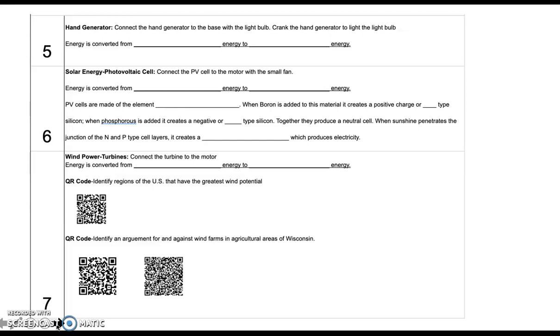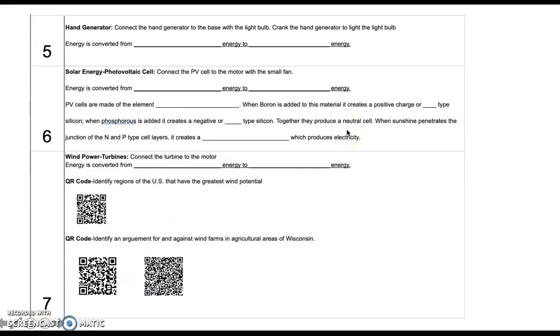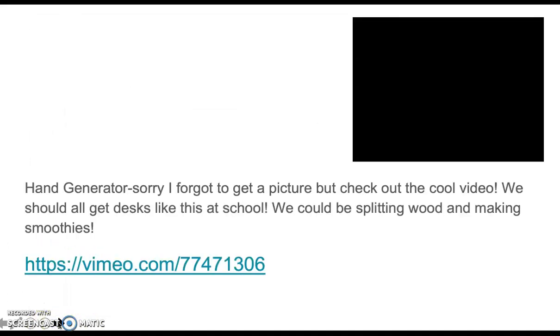For stations 5, 6, and 7, unfortunately, I forgot to record a picture of the hand generator, but there's a short video that shows the photovoltaic cell. This is just a PV cell, and you're going to see it run a little motor. I also don't have the wind turbine video, but you can go ahead and answer all of these questions. If you're looking at your original document that you downloaded from Canvas, you can go ahead and scan those codes in order to answer that question.